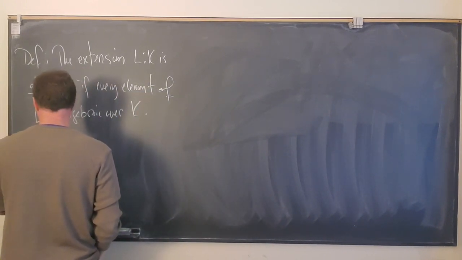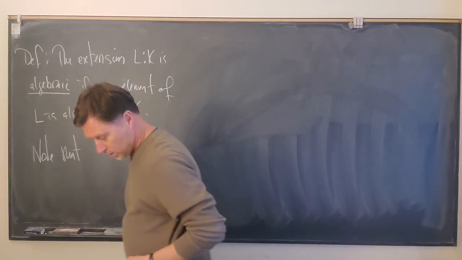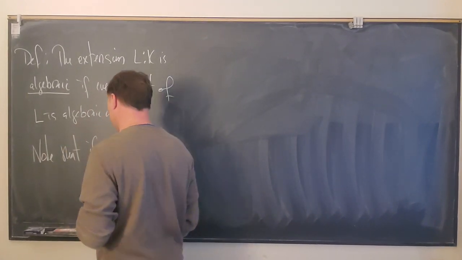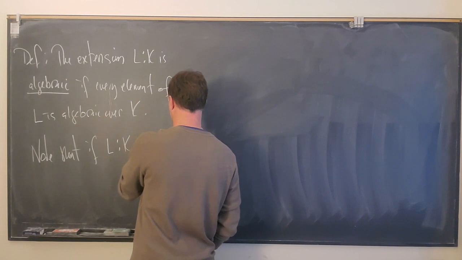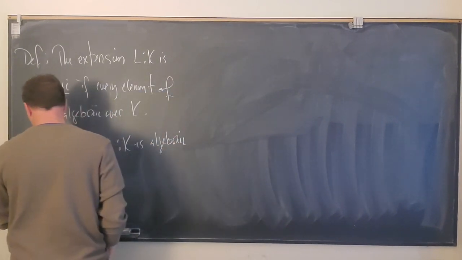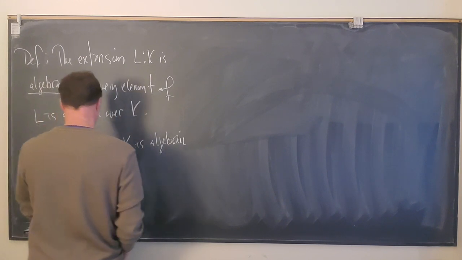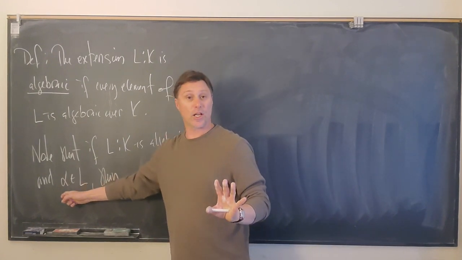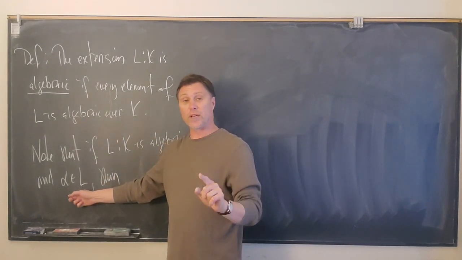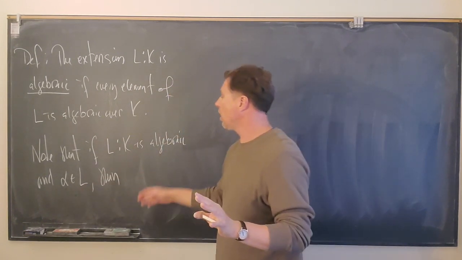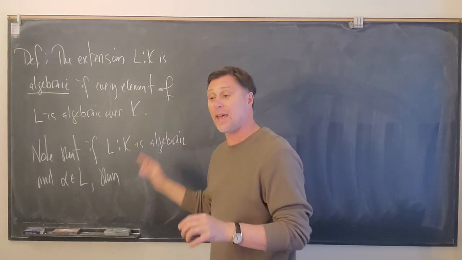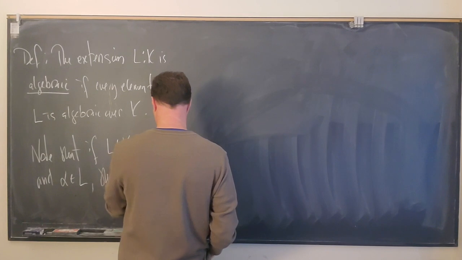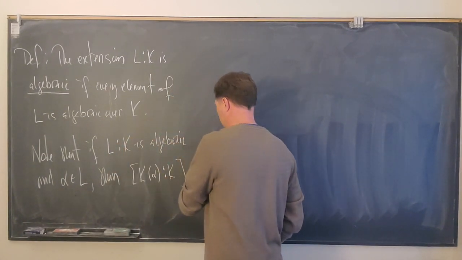And just an observation here. Note that if we have an algebraic extension, so if L over K is algebraic, and we take some alpha in L, then by definition alpha is an algebraic element, which means that the degree of the extension K adjoin alpha over K is finite. So we know that this is finite.